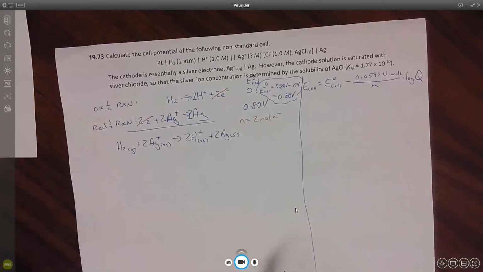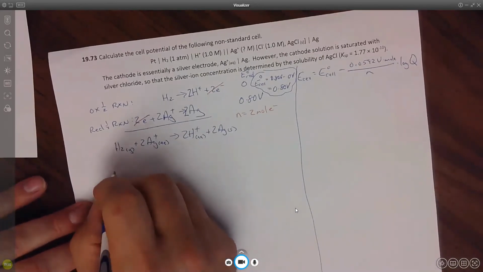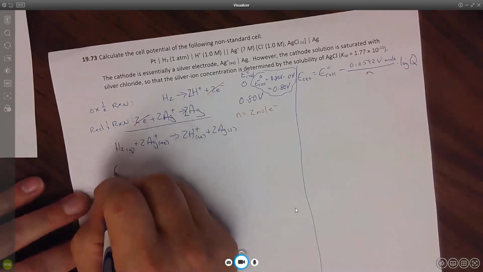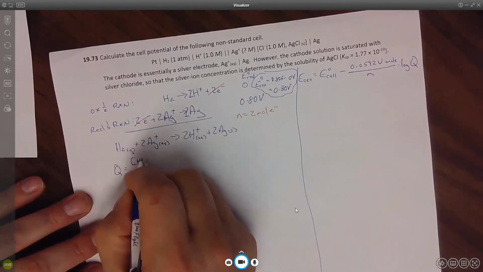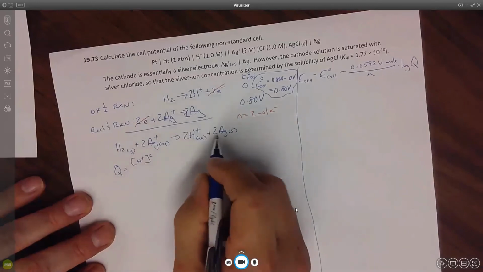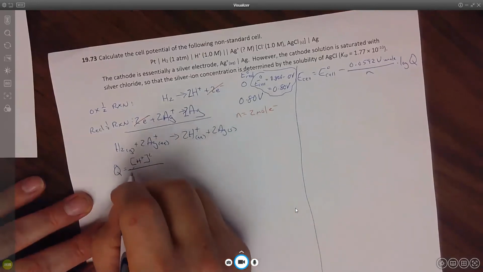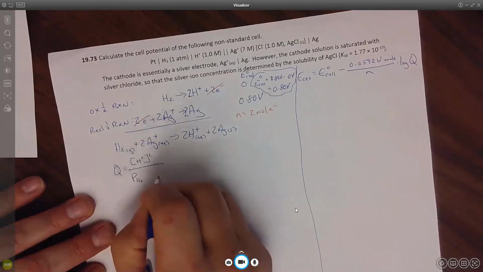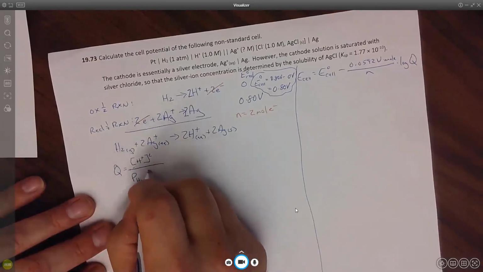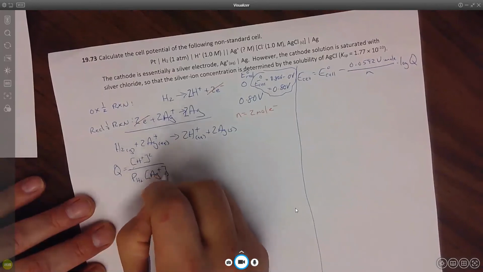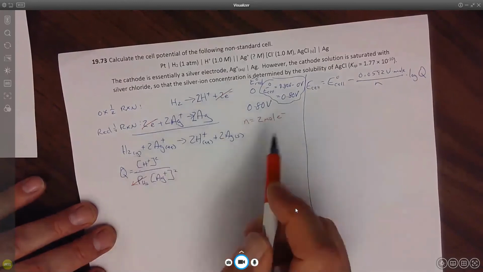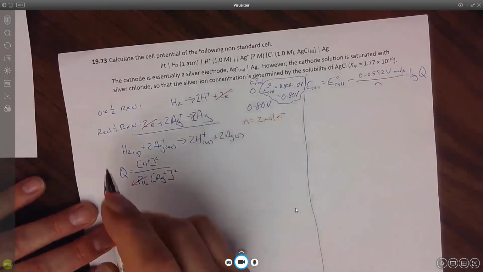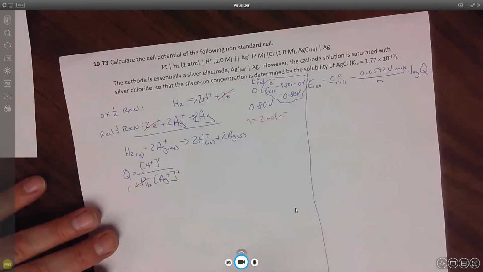Well, we need Q. So Q is going to be equal to the hydrogen ion concentration squared. The metal isn't going to appear there. We have the partial pressure of the H2 gas raised to the first, and then the concentration of the silver ion squared. Now, as we've already seen, this is just going to be 1 since it's 1 atmosphere. Okay, this is going to 1, so that's going to drop out.